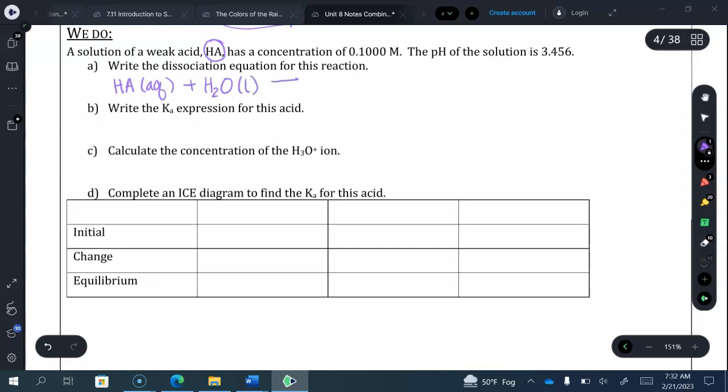to partially dissociate into, and since this is an equilibrium reaction we use the equilibrium arrows, the conjugate base plus the hydronium ion, because water is acting as the base and accepting that. If we write the equilibrium expression for that, everything that is aqueous is included, so products over reactants.